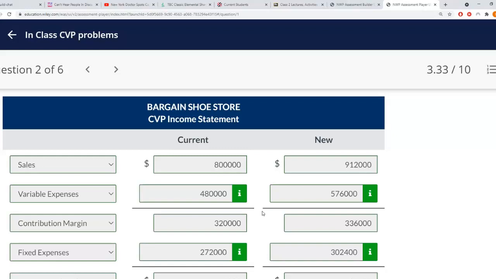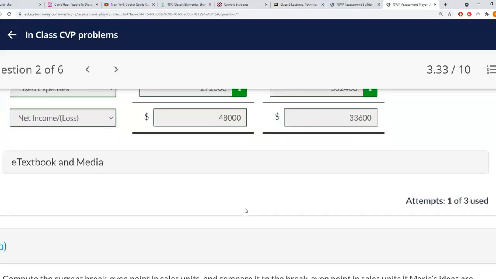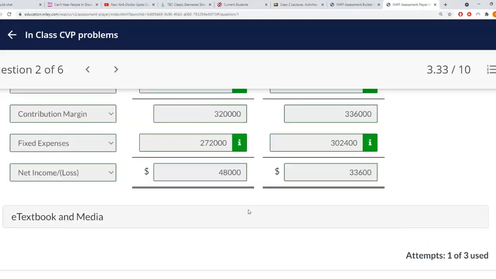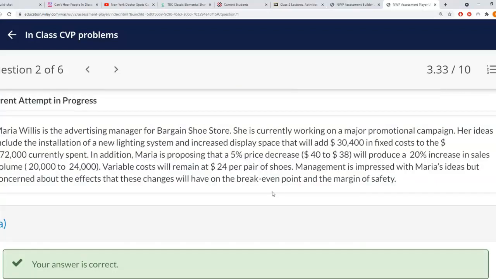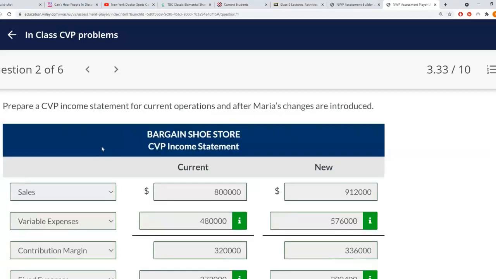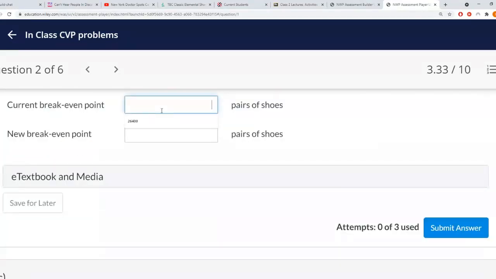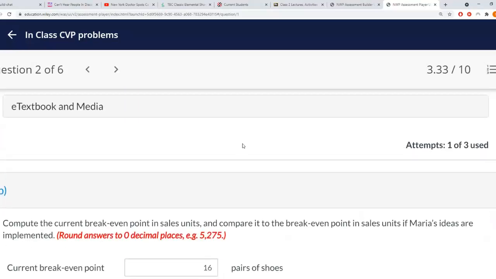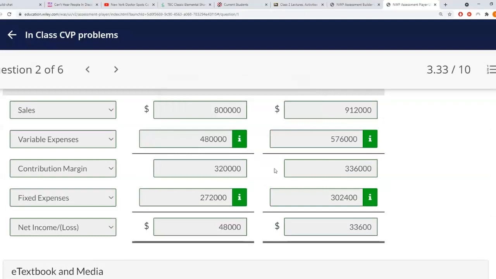320,000. Okay. We need the unit contribution margin. You divide that by the number of units. I want the number of units I sold, not 24 per pair. 20,000, doctor. Right. I sold 20,000 and I got a contribution margin of how much? 16. So the contribution margin per unit is 16. Right.